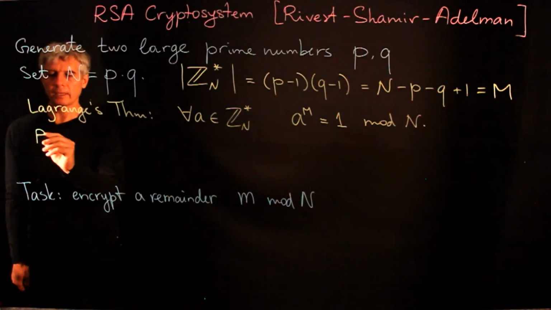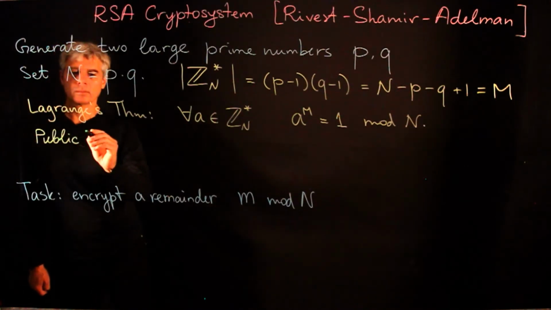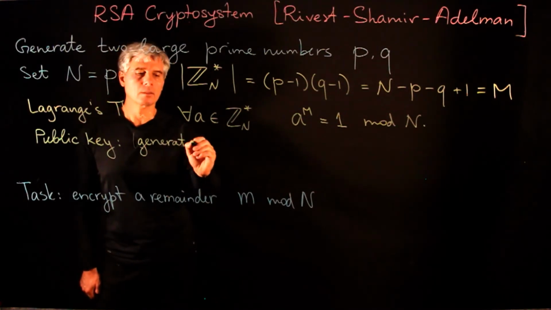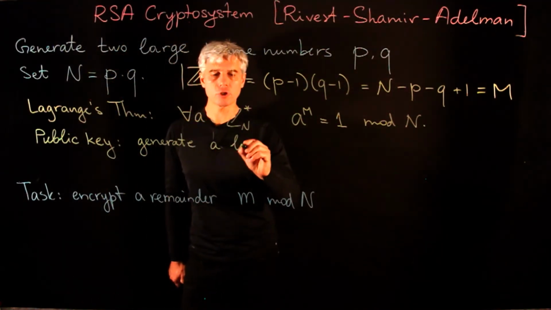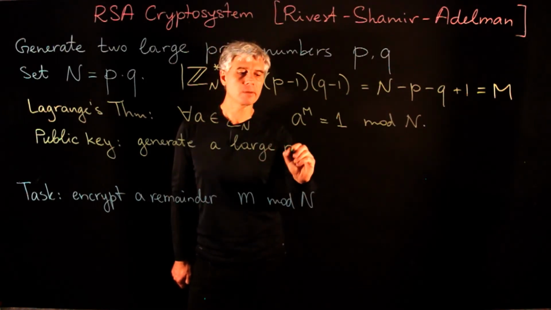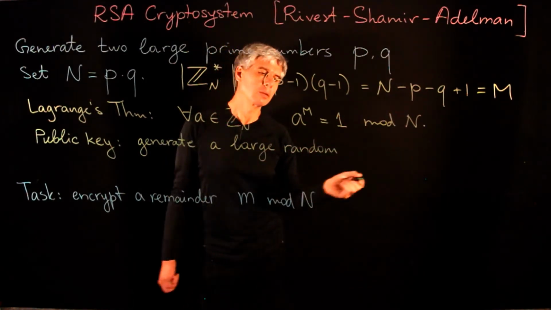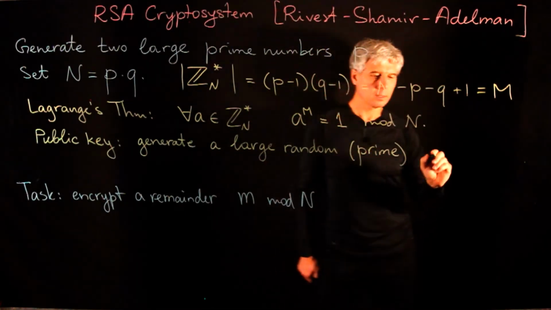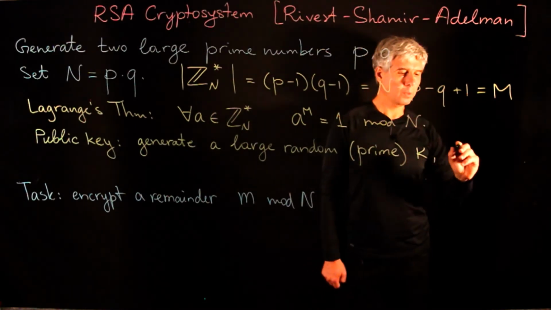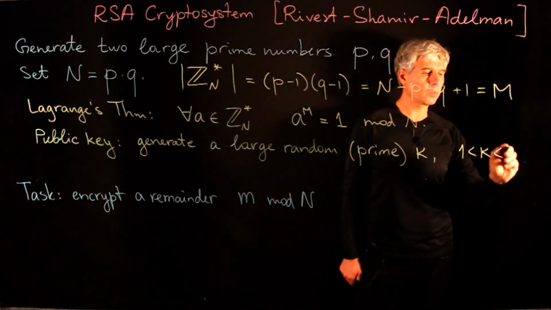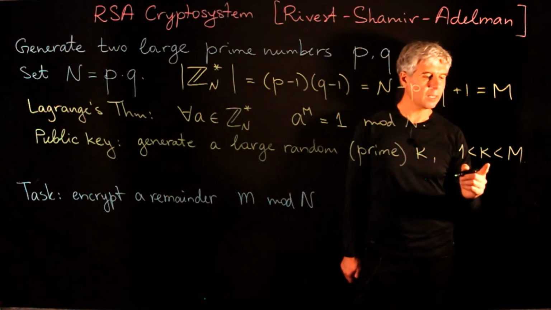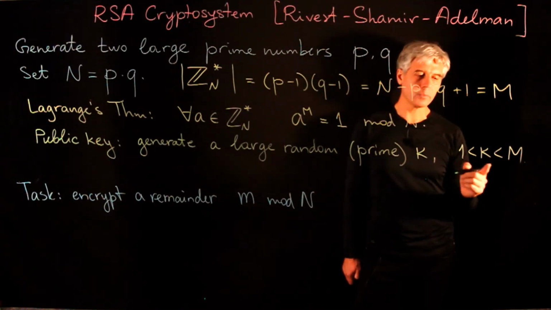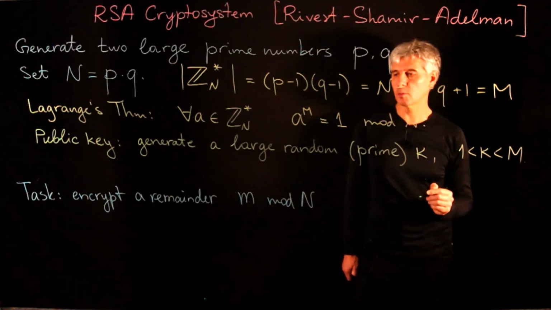Now, for the public key, we generate a large random, well, possibly prime k in the interval that k is between 1 and m. So basically, k is less than m, but comparable to m in size. And we possibly could choose k to be a prime number.